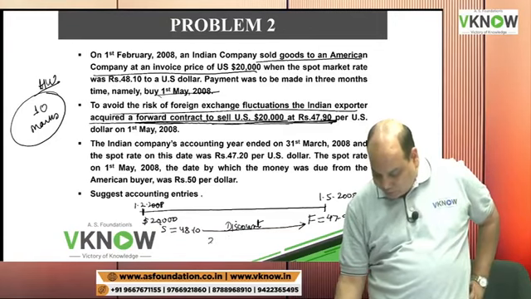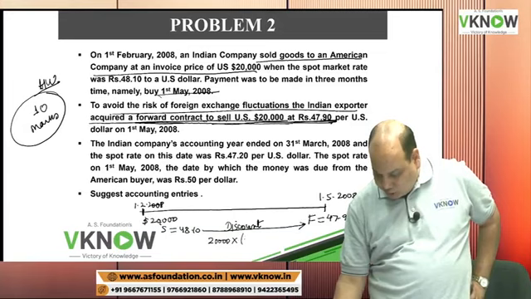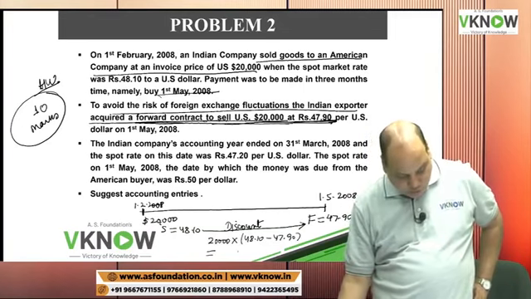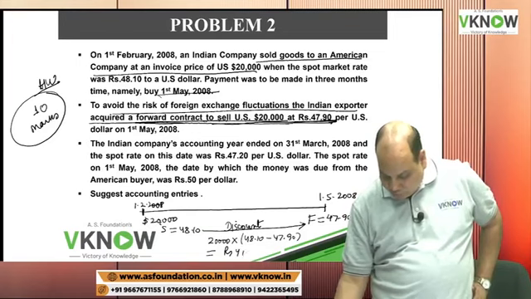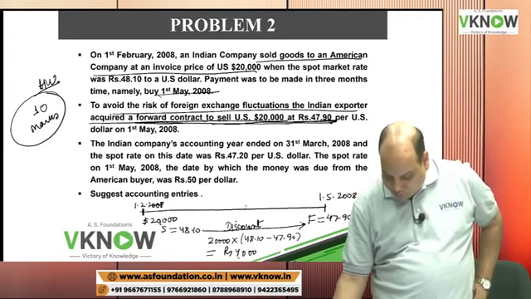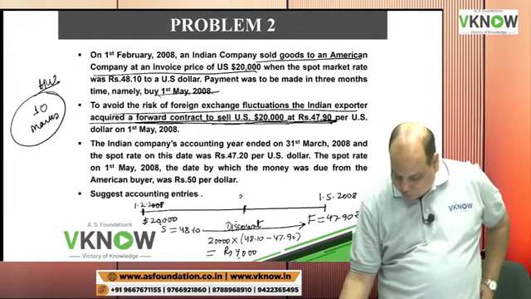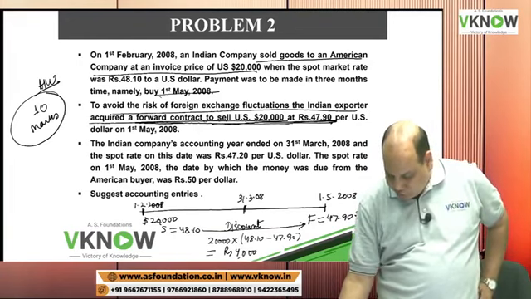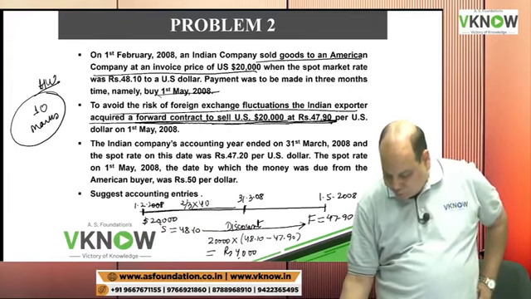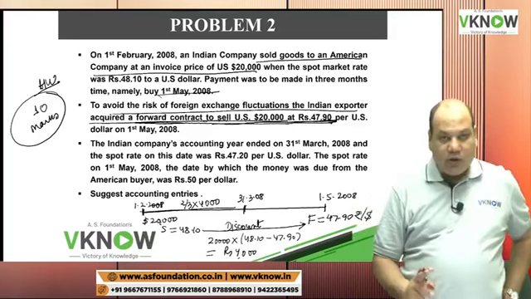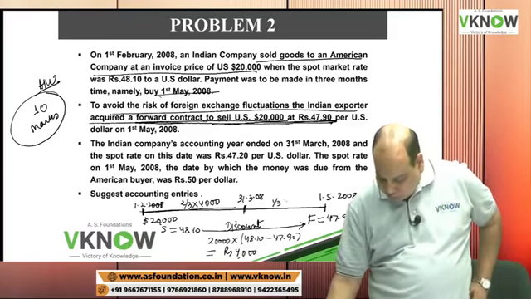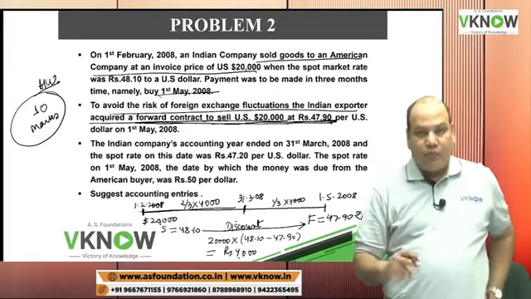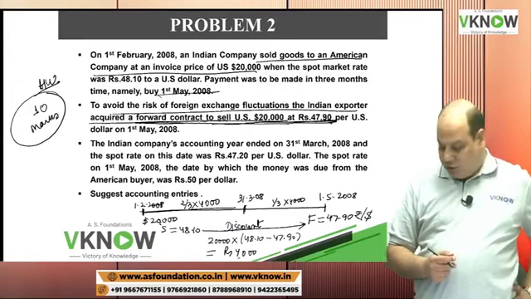So how much is the discount? Total discount will be 20,000 into 48.10 minus 47.90. So this is only rupees 4,000. Total discount is 4,000. And the year ending date is 31st March 2008. So this is 2 months. 2 by 3 into 4,000 will be recognized in the first year, and 1 by 3 into 4,000 will be recognized in the next year.